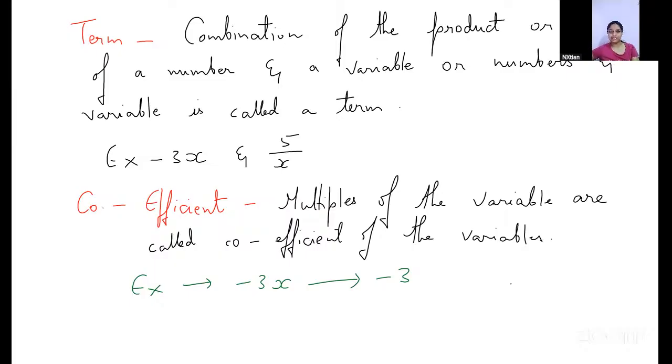What about when it is a fraction, and is 5 by x? Then what is going to be the coefficient of the term 5 upon x? In 5 upon x, the variable part can be written as 1 upon x. The coefficient of 1 upon x is going to be 5. Why? Because 5 upon x is in the form of 5 multiplied by 1 by x.